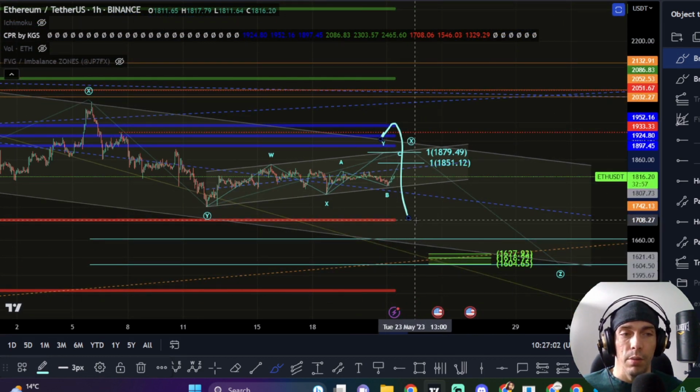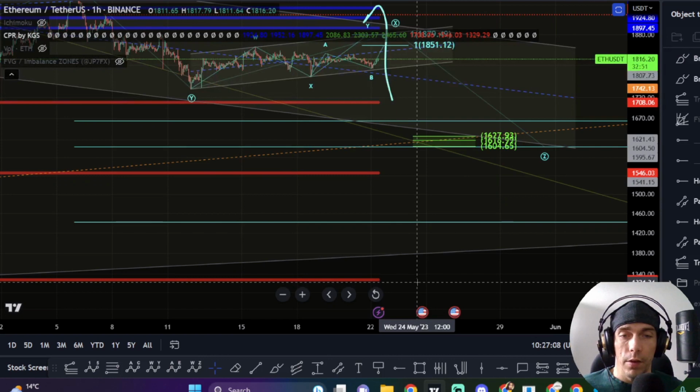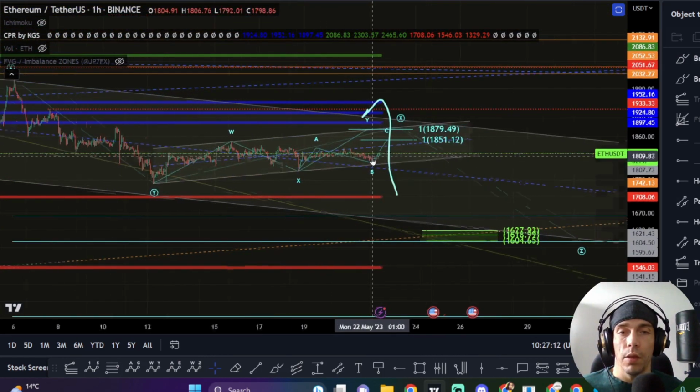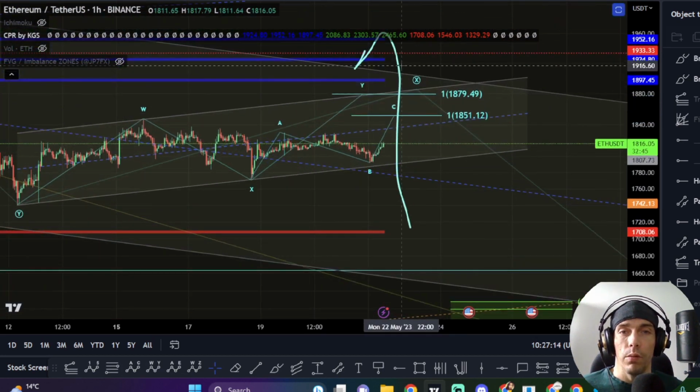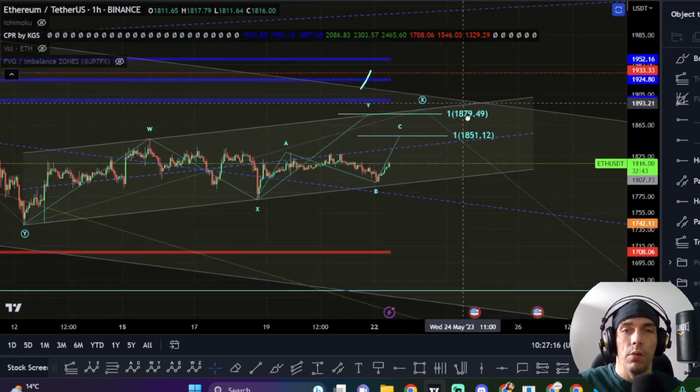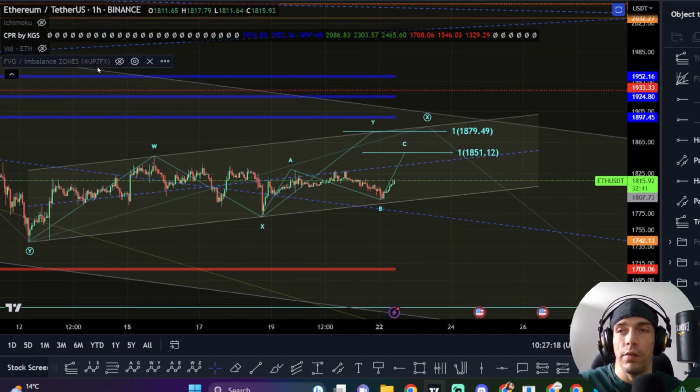So this one directly below us is sitting at the 1708, and below that we have the 1546. And then finally, lower down here, we have this 1328. So this is just something I'm keeping an eye on as well as we move up into these levels. Potentially, we could see some rejections off these zones.